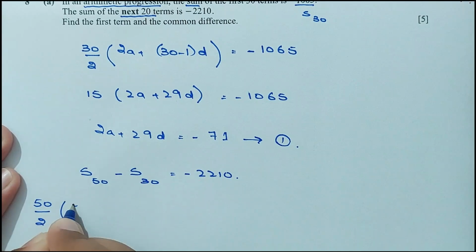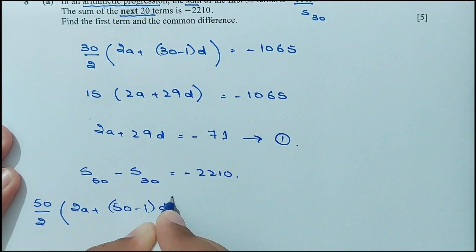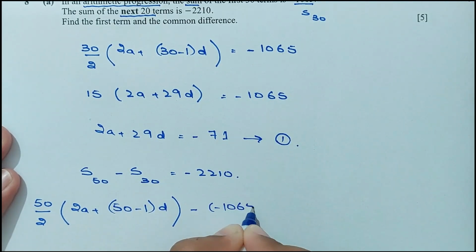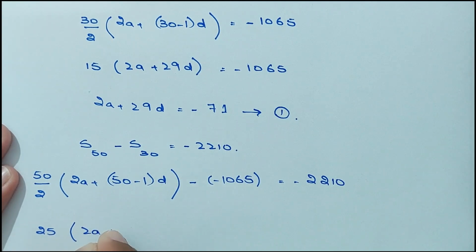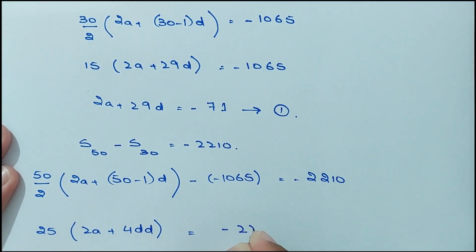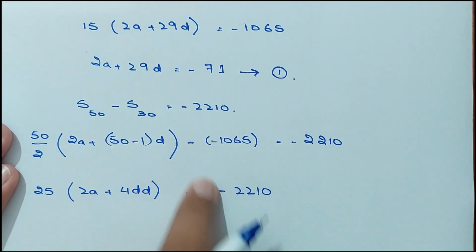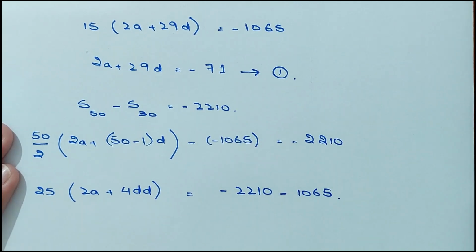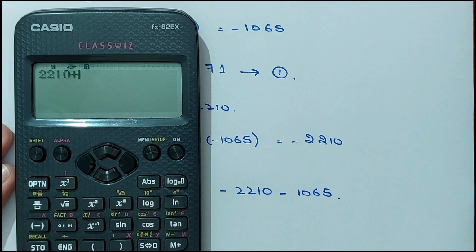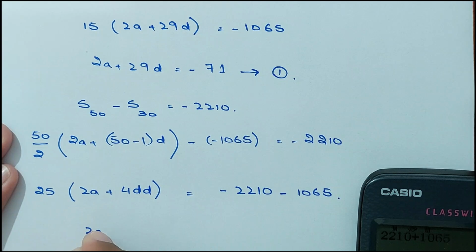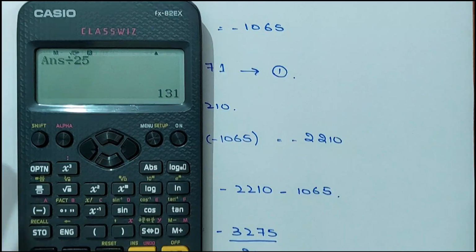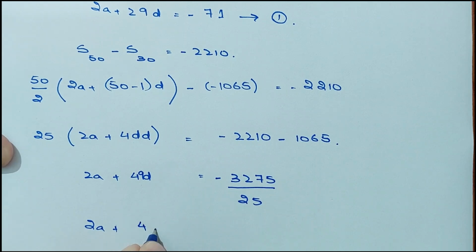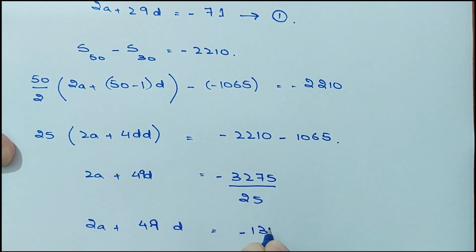S50 is 50 divided by 2 into 2a plus 50 minus 1 into d, and the sum of 30 is minus 1065, and minus 2210. Right, so what is 50 by 2? That is 25, and this is 2a plus 49d, and this is equal to minus 2210. This term is positive. Negative times negative is positive, and when you shift the positive to the other side, it becomes minus 1065. All right, let me simplify this. 2210 plus 1065 is 3275. So 2a plus 49d is negative 3275, and dividing by 25 on both sides, this is 131. We have the second equation, 2a plus 49d is minus 131. This is my second equation.